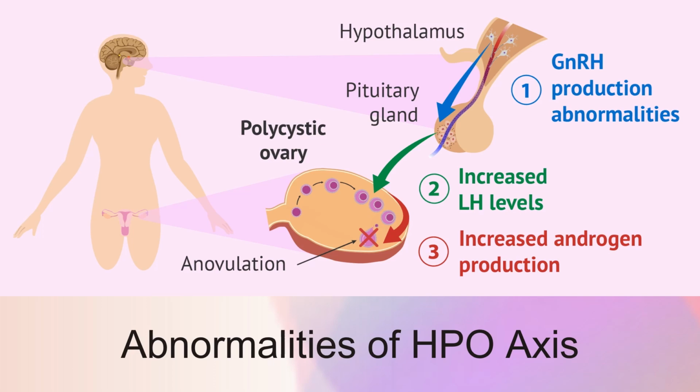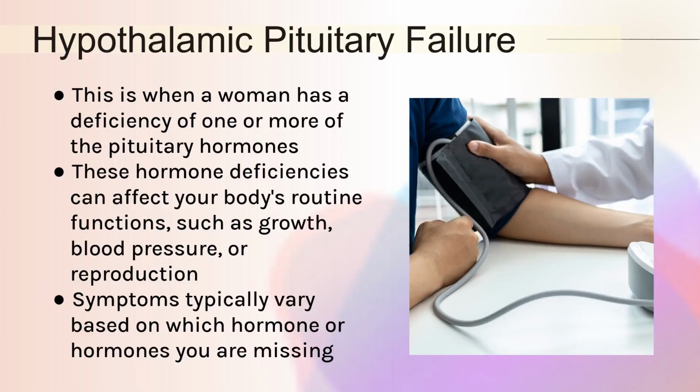Let's shift gears and discuss some common causes for disruption of the HPO axis. Hypothalamic pituitary failure refers to a condition in which a woman lacks one or more of the pituitary hormones. These hormone deficiencies can disrupt various essential functions within the body, including growth, blood pressure regulation, and reproduction. The specific symptoms experienced by an individual with this condition will vary depending on which hormone or hormones are deficient.